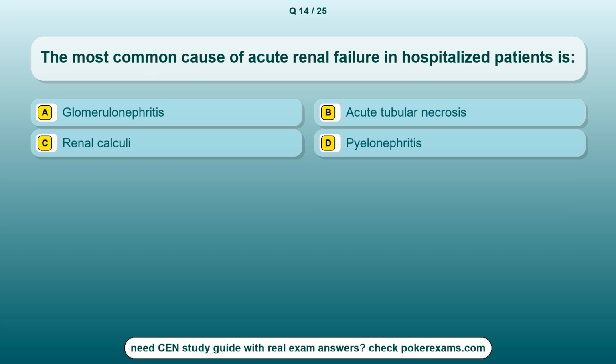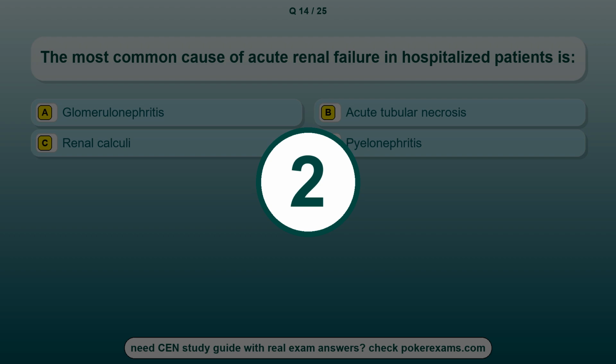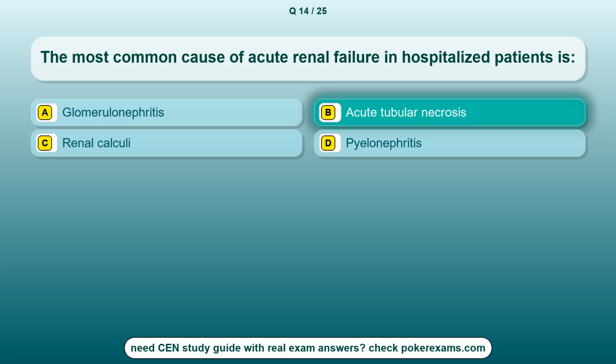Question 14. The most common cause of acute renal failure in hospitalized patients is option A, glomerulonephritis. Option B, acute tubular necrosis. Option C, renal calculi. Option D, pyelonephritis. The correct answer is option B, acute tubular necrosis.